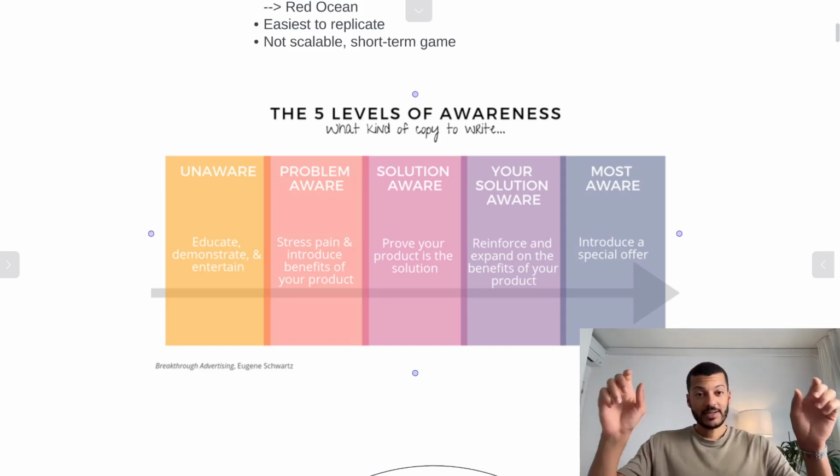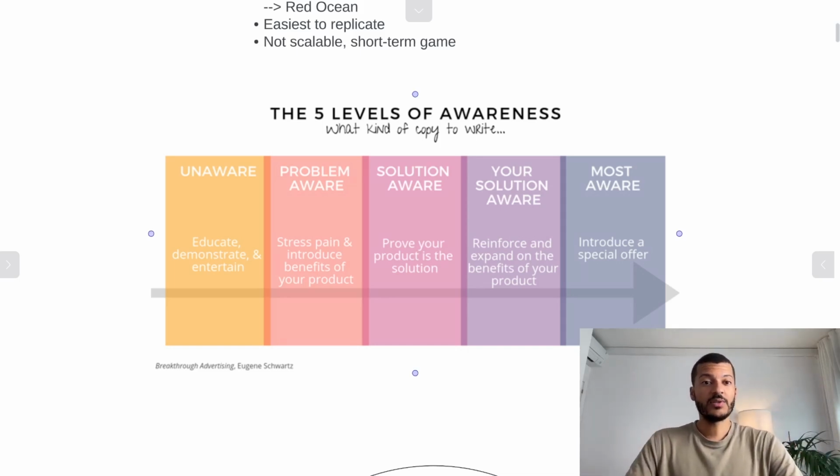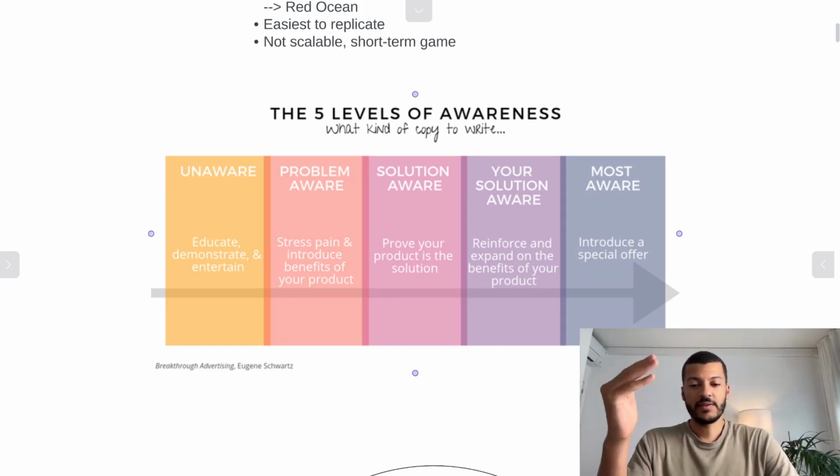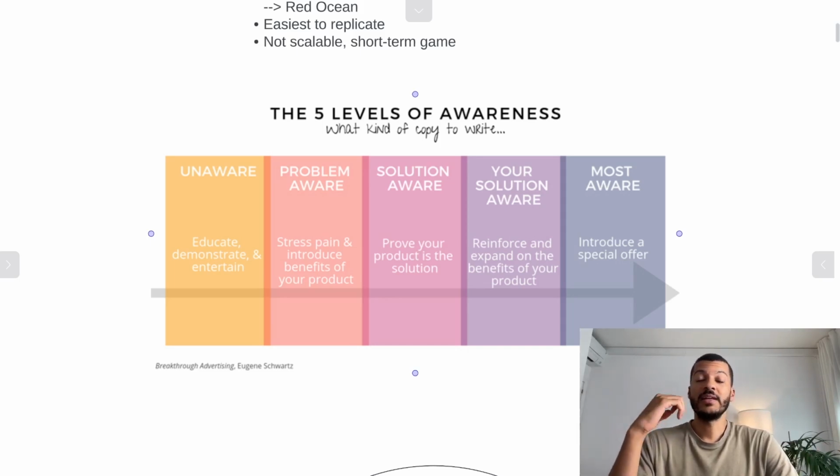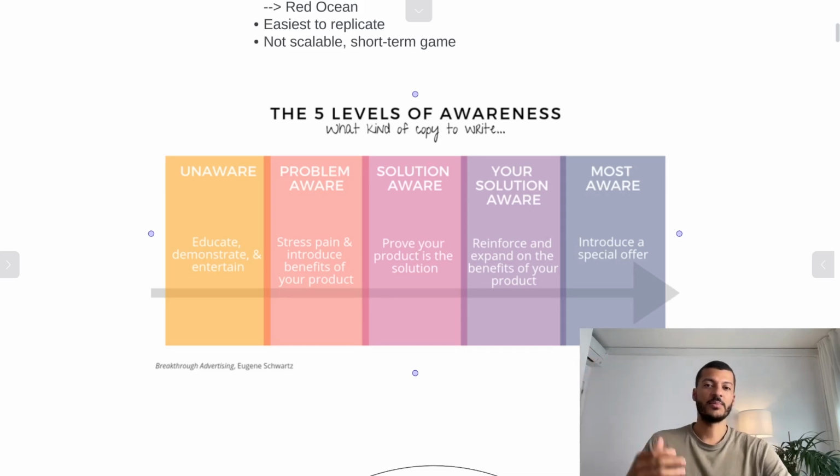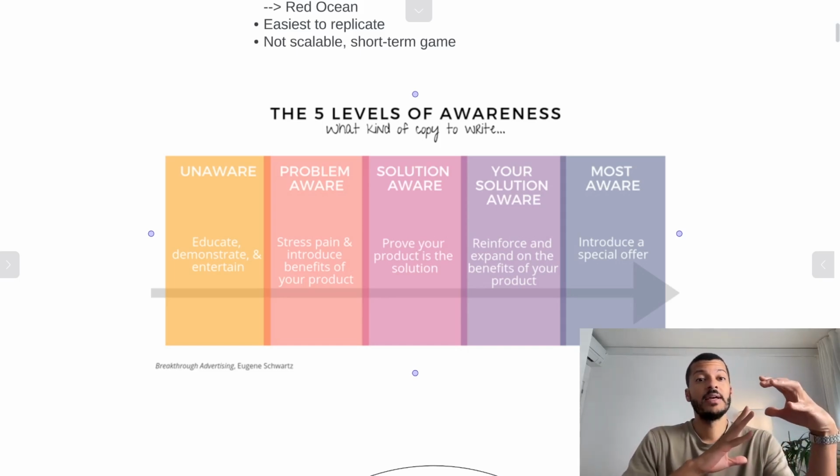And the last stage is essentially unaware people, right? So this would be people that, let's say, for example, you're selling a supplement and it's about gut health. Those would be people that don't even know that they're eating the wrong foods, which are causing problems that they might be thinking is completely normal. For example, that you have some digestion issues all the time, or you don't poop every day, stuff like that. This would be people that are completely unaware, right?